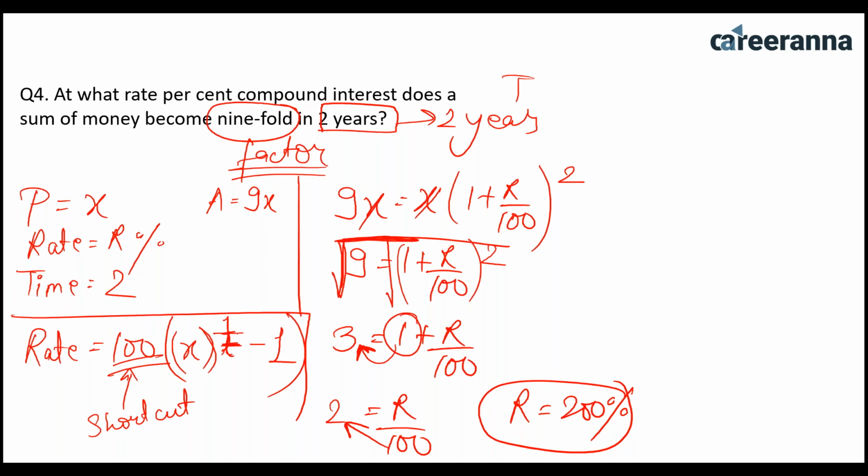So just always remember this, whatever the factor is given to you, the factor will always be either a squared value or a cube value. Only these two values will be given to you in such type of questions. Generally for 2 years, it will give you a squared value. For 3 years, it will give you a cubic value. So you can remember the shortcut for finding the rate directly without even solving like this.